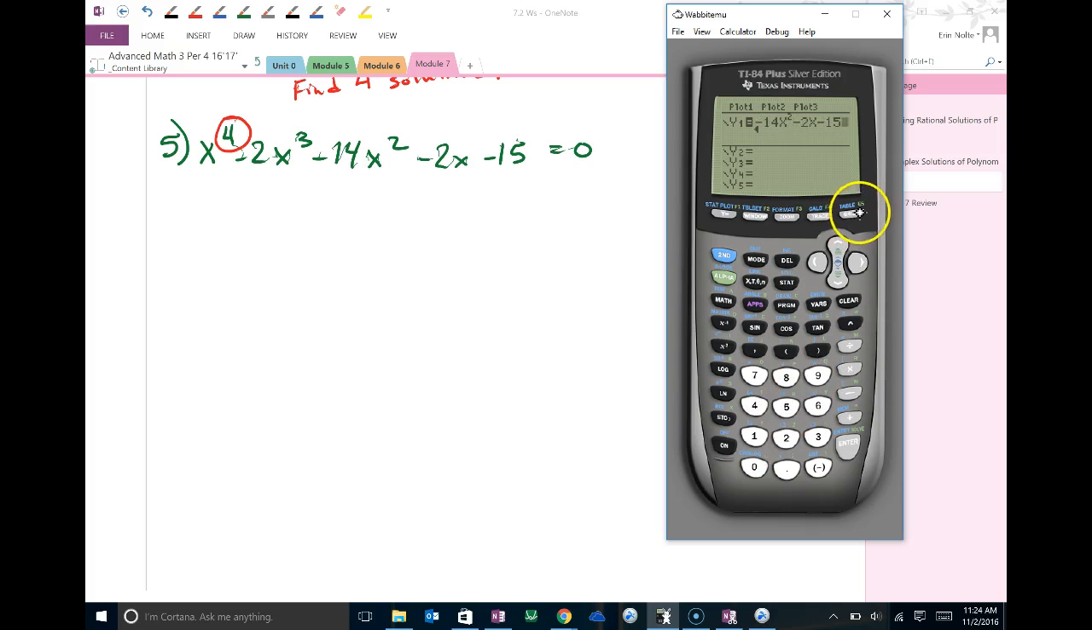Okay, so we should get some kind of parabolic looking thing because it's an x to the 4th. I see 2 real solutions, which tells me there's 2 imaginary solutions, okay? Imaginary meaning I can't visually see where they cross the x-axis. Give me one of those real ones. Where does it cross? Negative 3 and 5.